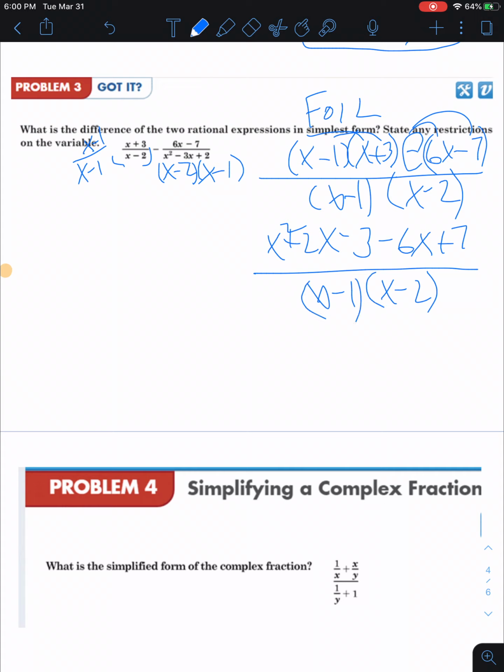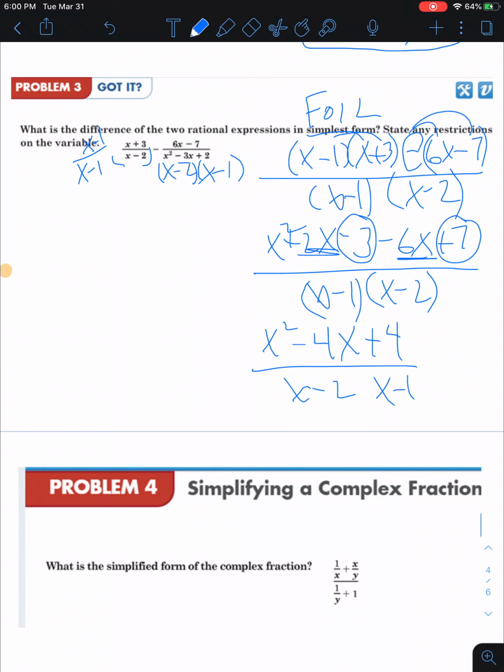Okay, I'm going to put my x terms together, and I'm going to put my numbers together, and this will give me x squared. I will have minus 4x, and then plus 4, over x minus 2, x minus 1. And I reversed the order there. But notice that my restrictions here, x cannot equal, what would they be? That's right, they can't be 2 or 1. There'd be my restrictions.